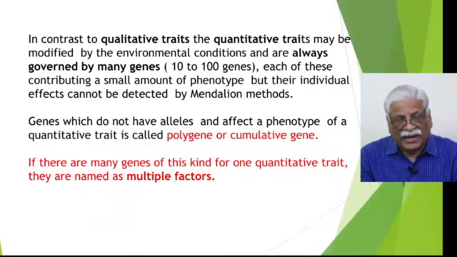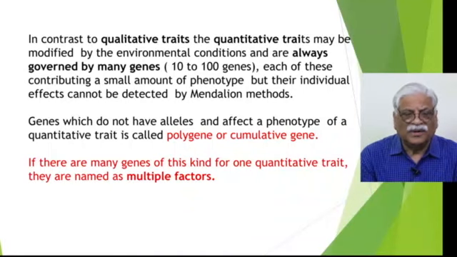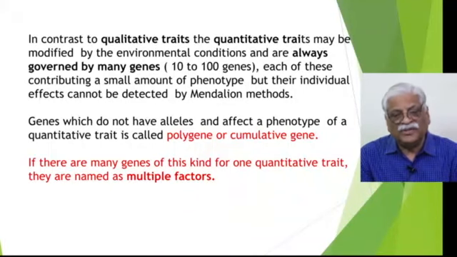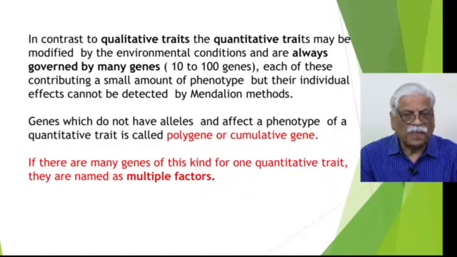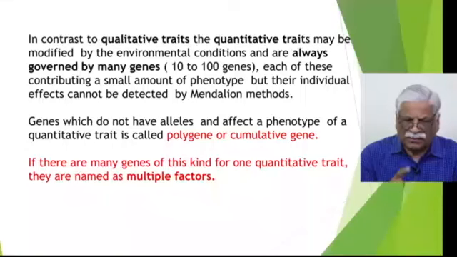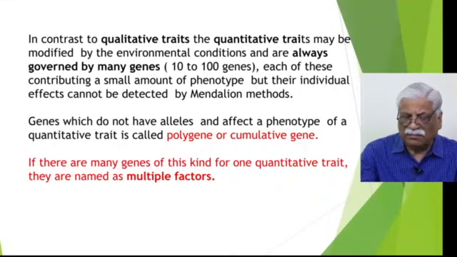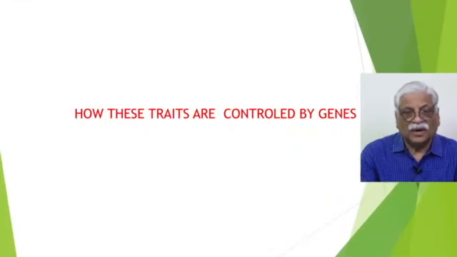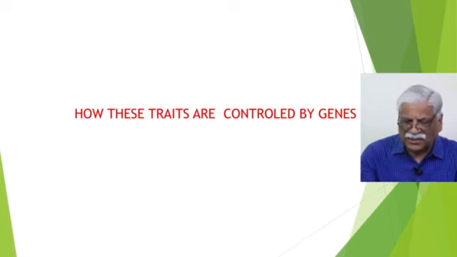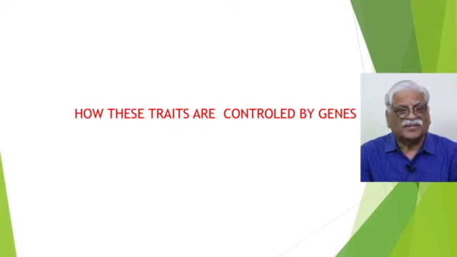Genes which do not have alleles but affect the phenotype of a quantitative trait are basically called a polygene or a cumulative gene. If there are many genes of this kind for one quantitative trait, they are named multiple factors. How these traits are controlled by genes, there are certain examples which you can understand here.